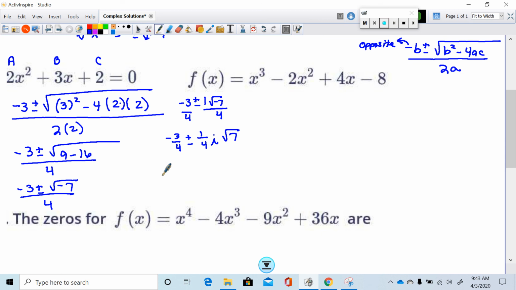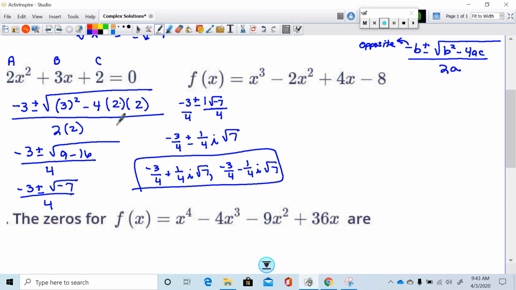Now I'm going to split it up so that I have my two separate answers. So negative 3/4 plus 1/4 i square root of 7, and negative 3/4 minus 1/4 i square root of 7. Those are the two answers for that problem. Okay, coming out here to do the next one. Sorry, I kind of went over my space there.